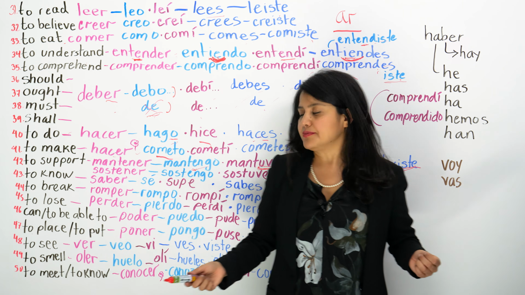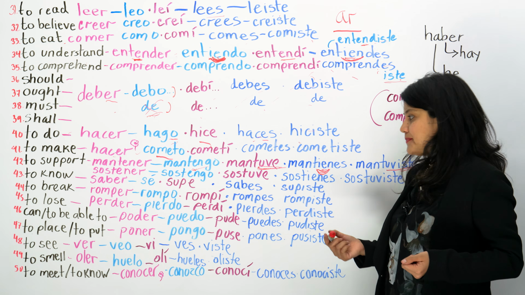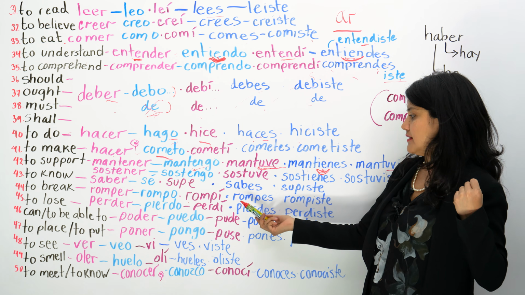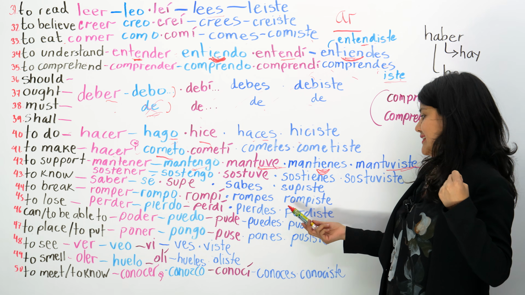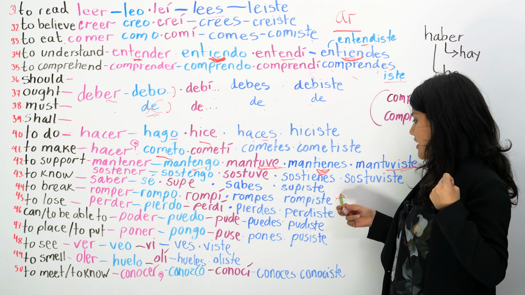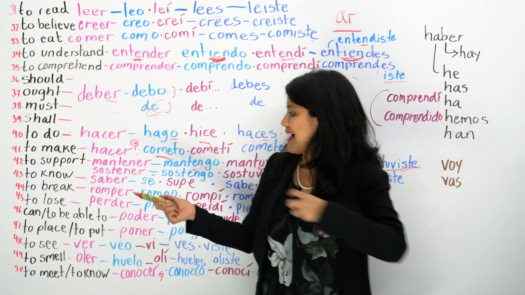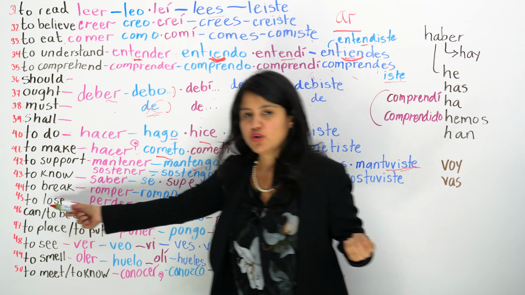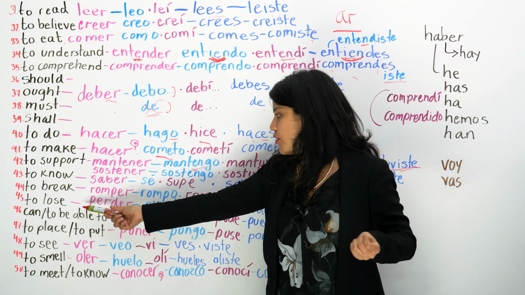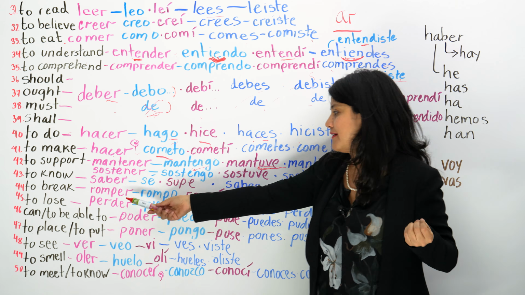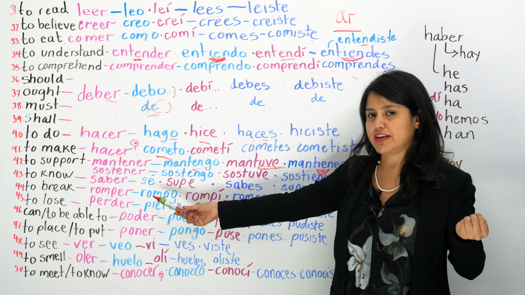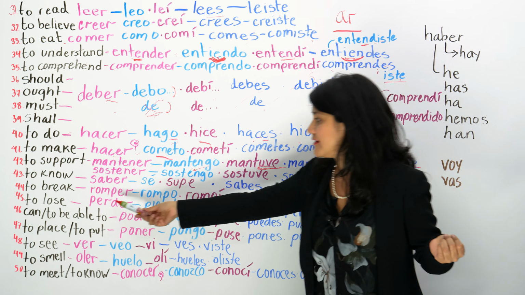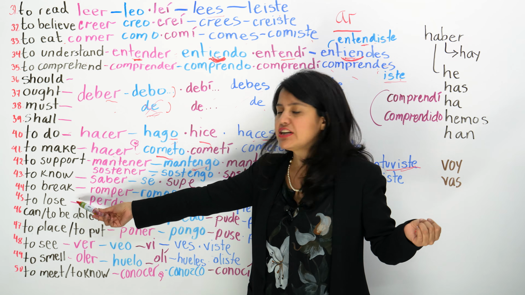To break, romper. Yo rompo. Yo rompí. Tú rompes. Tú rompiste. Yes, my R is a bit weird because my tongue is attached, I have a problem. So what? You shouldn't be ashamed of having your weird R because I have it too. I'm a native speaker. So what? You can say, well, I'm French too.